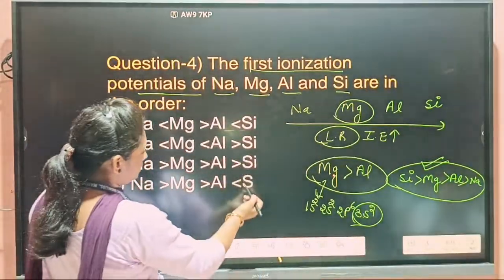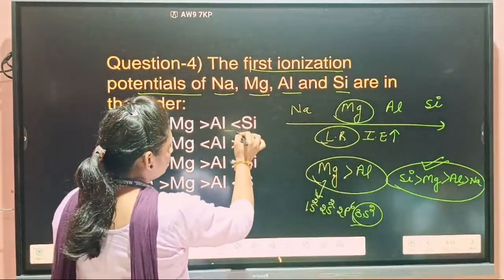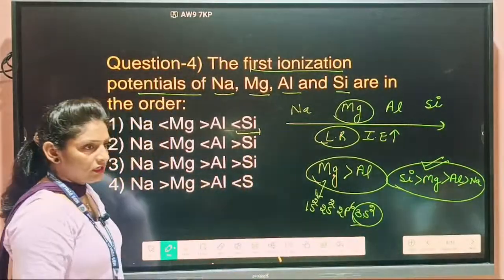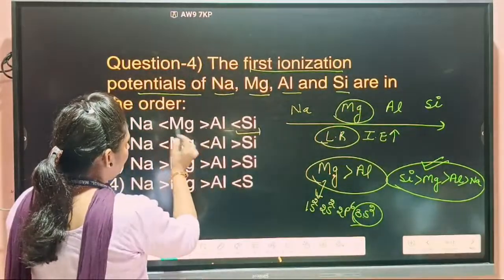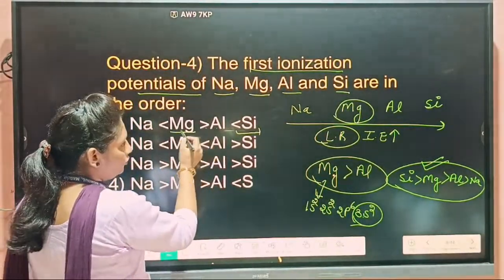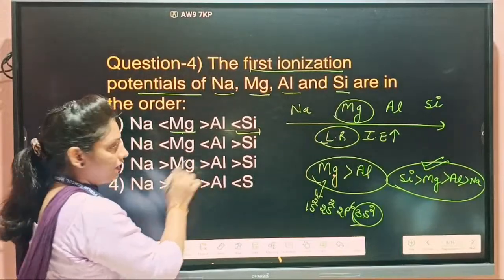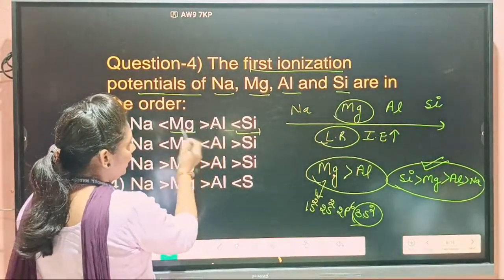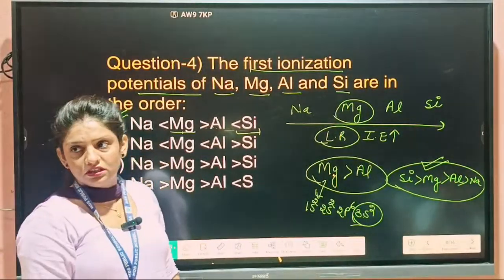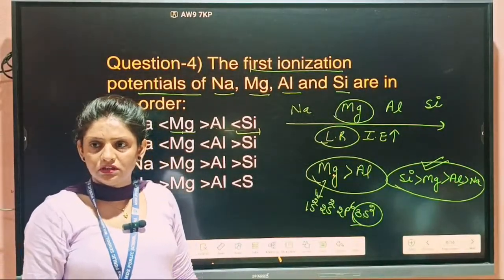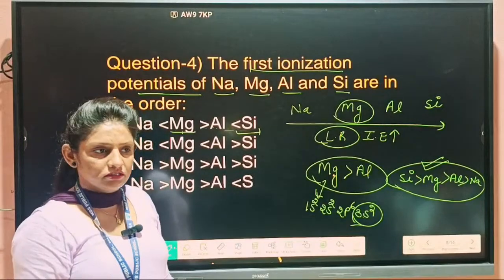In which silicon has maximum. So this is the option. In this, silicon has a maximum, and magnesium has greater than aluminium also. So this one is the right option. It is clear to you or not, students?